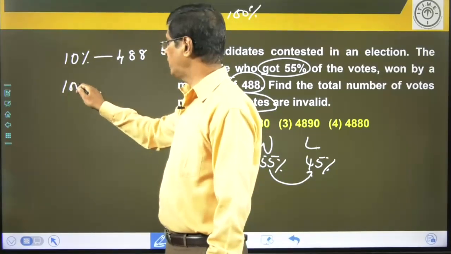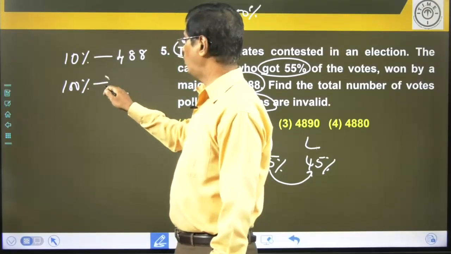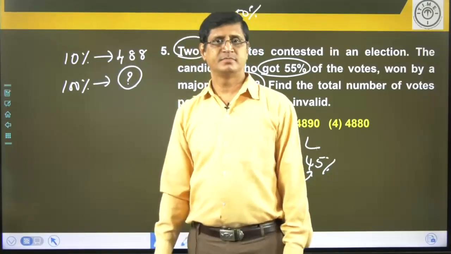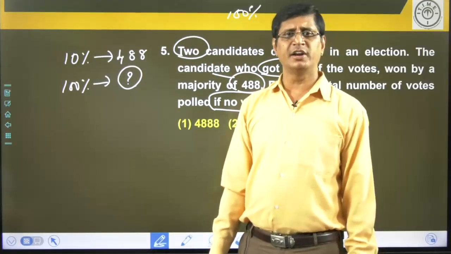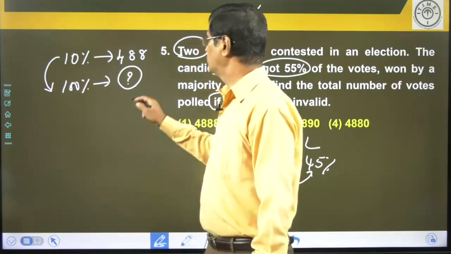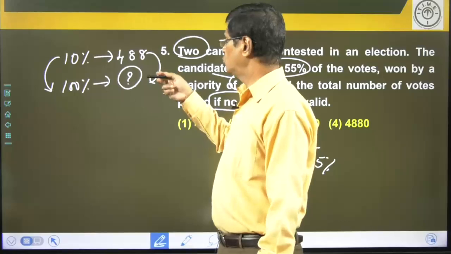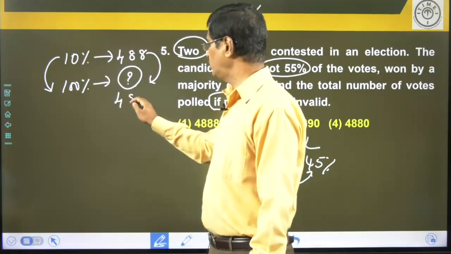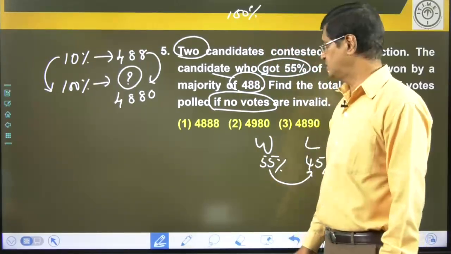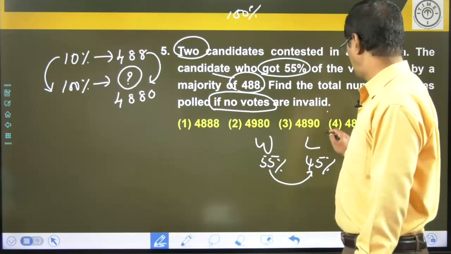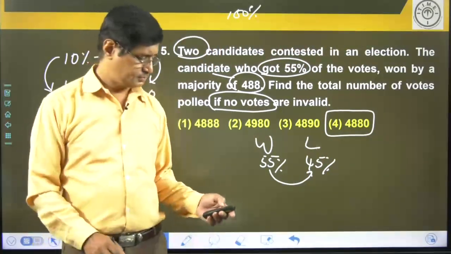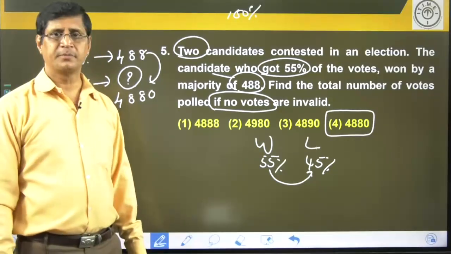And what we need to find out? The total number of votes polled if no votes are invalid. 10% is 488, 100% to be found. Of course, here it is becoming how many times? 10 times. So just make it 10 times. So what is the 10 times of 488? 4880. Now what is the right answer? Option number 4. Choice 4 is the right answer. Am I clear? Right.